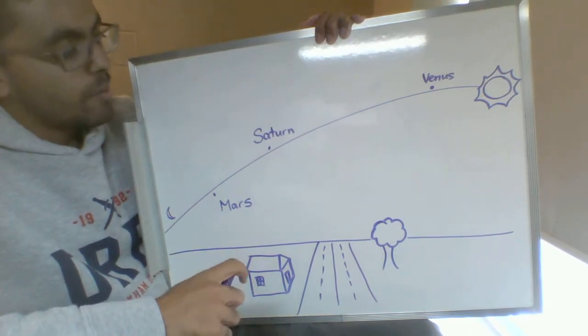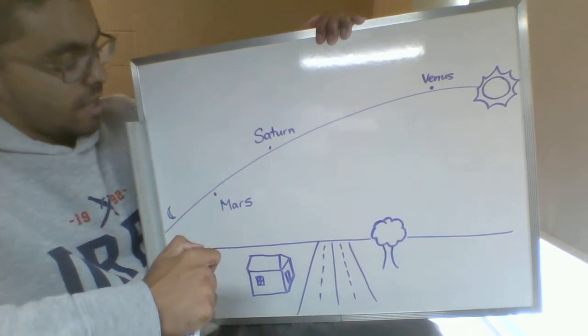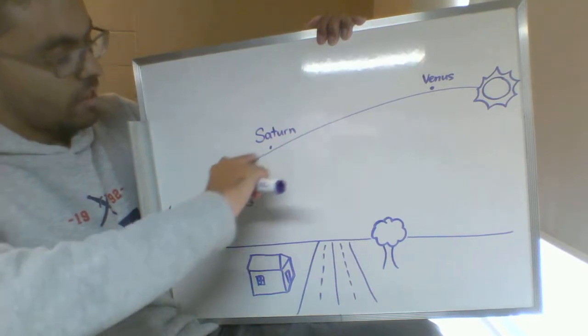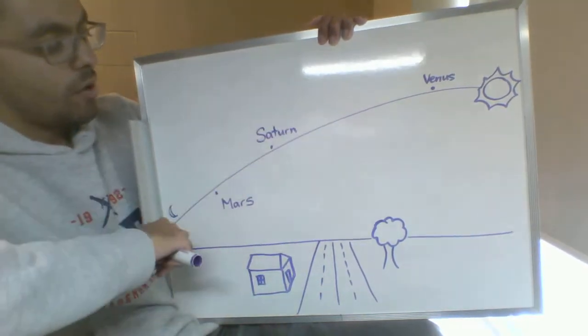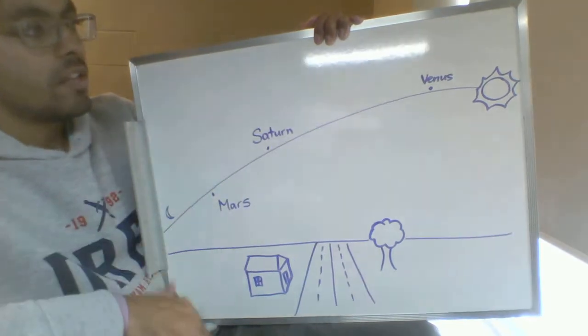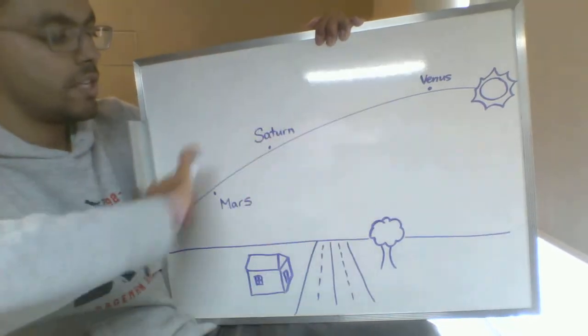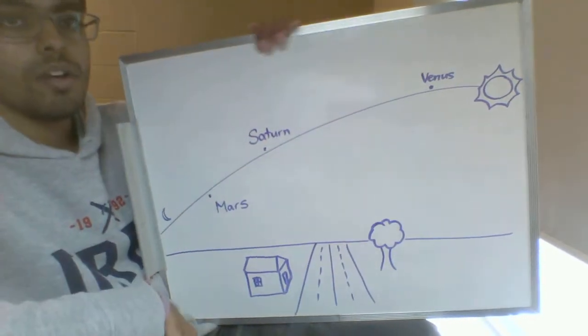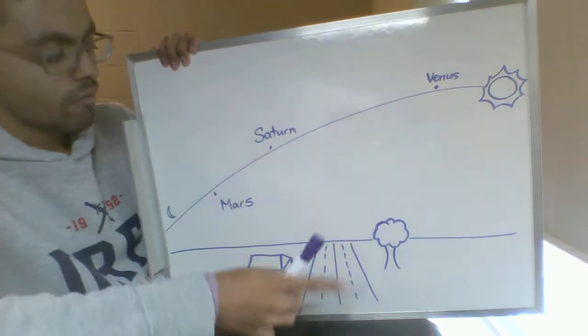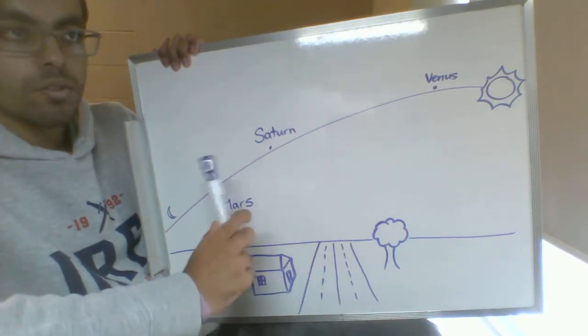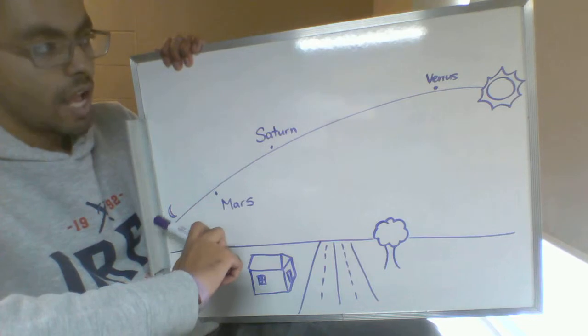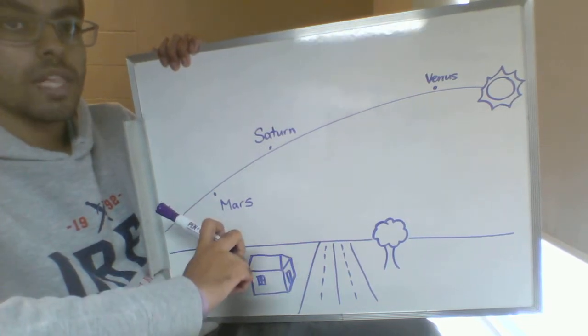Now, the first thing I'm going to sort of touch on is this line right here. This line is essentially the path that the sun traces every day. But what you might not notice is that not only does the sun follow that path, the moon follows a very similar path, as do all the planets.